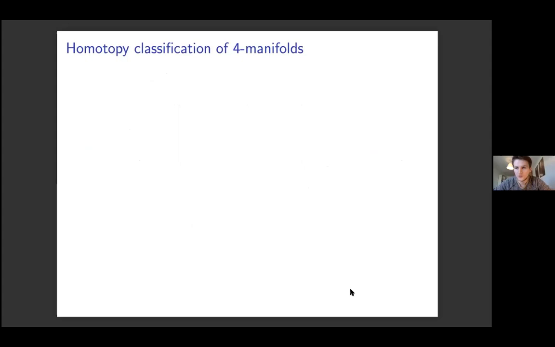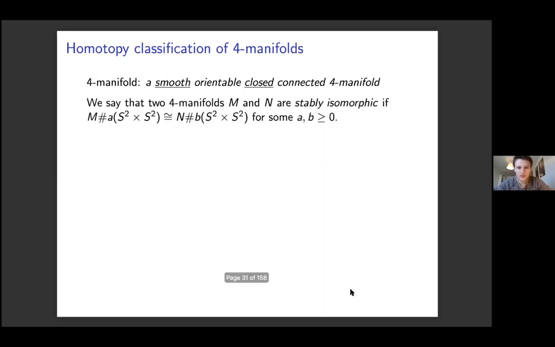Okay, so on to four manifolds. By four manifold, for the purposes of this talk, all four manifolds will be smooth, orientable, closed, connected, without further mention. Okay, so the definition is, I'll say two four manifolds M and N are stably isomorphic if they're isomorphic after you connect sum with some number of copies of S2 times S2. Okay, and what do I mean by isomorphic?